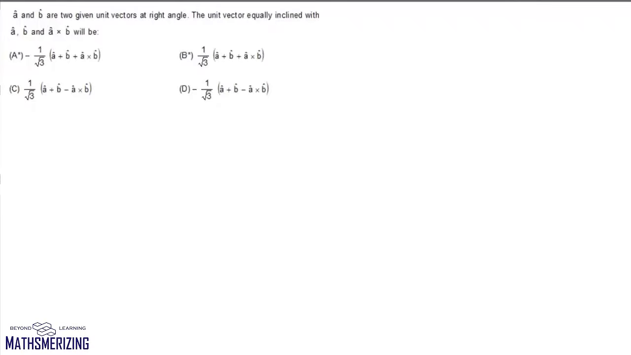Now here the question is, if A and B are two given unit vectors at right angle, then the unit vector equally inclined with A, B and A cross B will be. Now we know that the fundamental theorem in space says that if A and B are two non-collinear vectors, then any vector R can be expressed as a linear combination of A, B and A cross B.